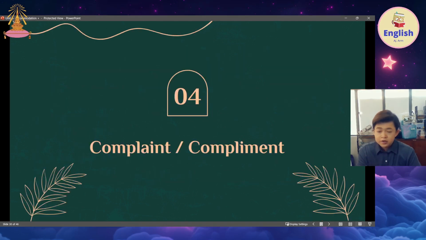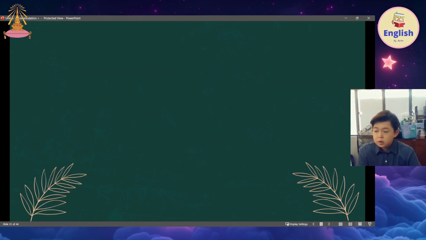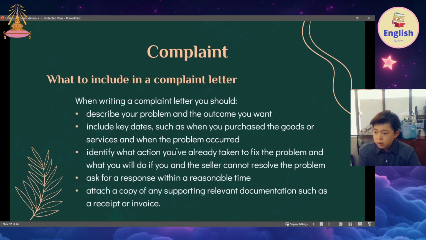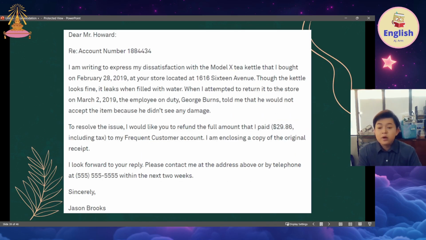So this part talks about the complaint letter or compliment letter. For a complaint letter, what should you do? Don't forget my word: one paragraph, one main idea, just basically simple. You need to start with Dear, and the name if you know it. If you don't know, you can use Sir or Madam, and don't forget to put a comma.